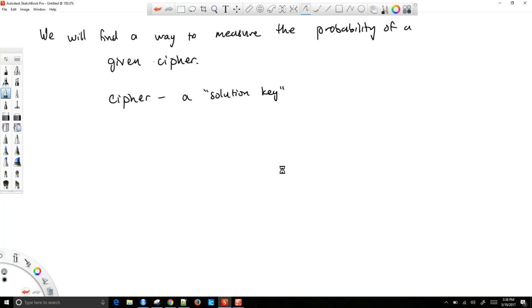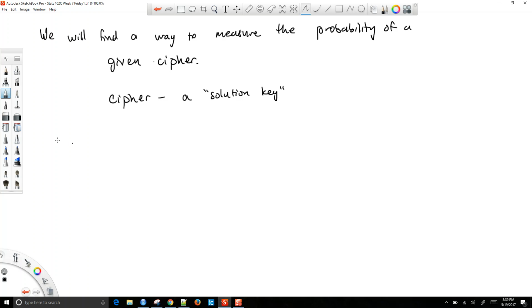And so someone can say, oh no, this is the solution key. A through Z is matched up to these letters, and then someone else can say this solution key is better. And so we're going to need a way to measure the probability of a given cipher. And once we have that, we can use the Metropolis algorithm, because we can talk about the probability of the proposed cipher versus the probability of the current cipher.